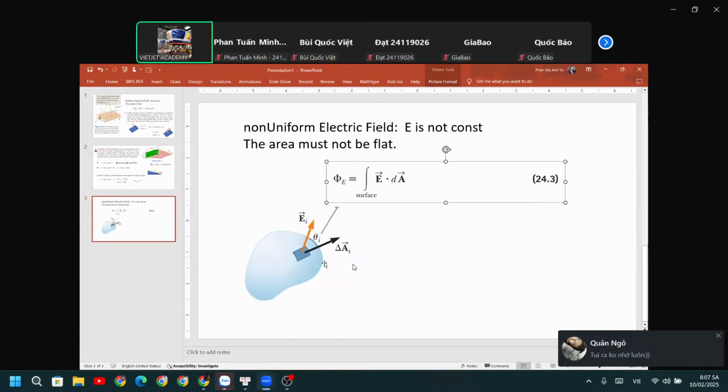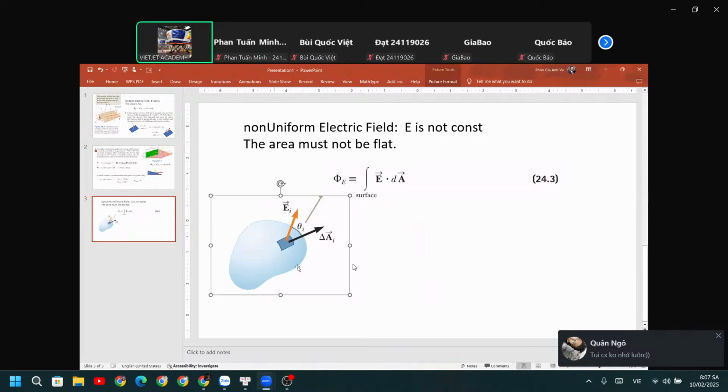Yeah, you have the surface here. It can be curved, can be flat, cannot be flat, no problem. Take the delta A or smaller dA, then you calculate the angle theta I here.